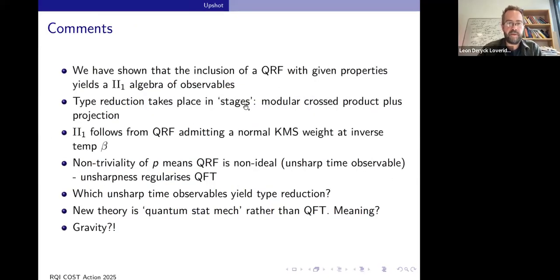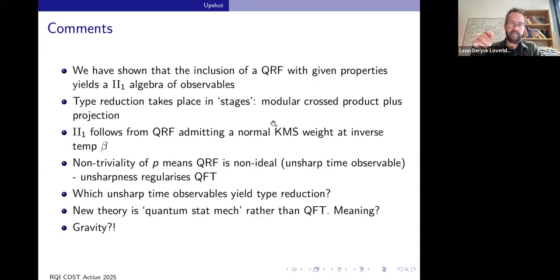So the take home is that you can start off with a very wild von Neumann algebra, type 3 von Neumann algebra, introduce a quantum reference frame, analyze the structure of the invariants, make some assumptions about the frame that are not that outrageous or that particular, and one gets a 2-1 back again. So this happens in stages.